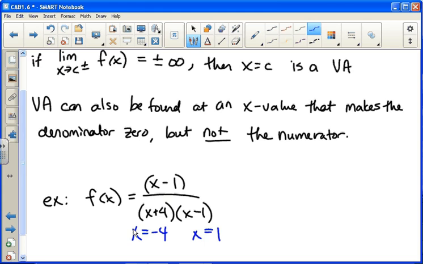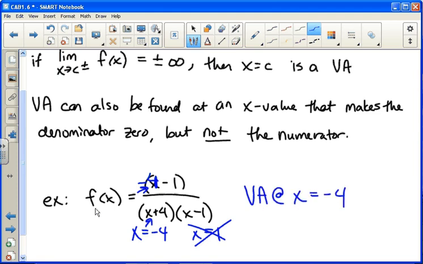However, if you plug in positive 1 into the top here, it also makes the top 0. So 1 is not a vertical asymptote. If you plug negative 4 into the top, you do not get 0. So negative 4 falls in this category of vertical asymptote because if you plug it into the denominator, you get 0, but if you plug it into the numerator, you do not. So this equation would have a vertical asymptote at x equals negative 4.